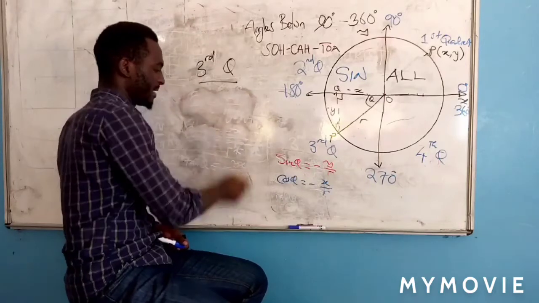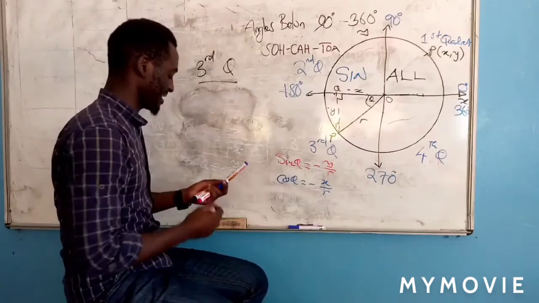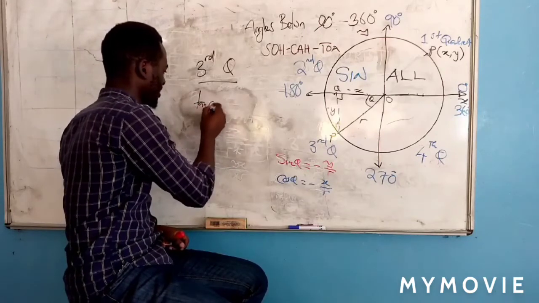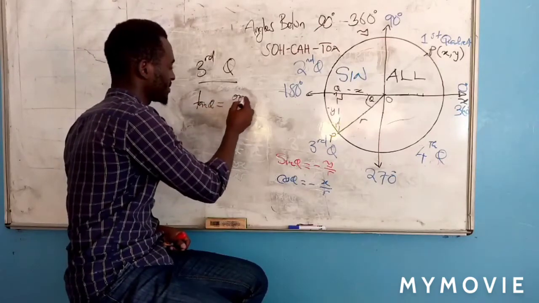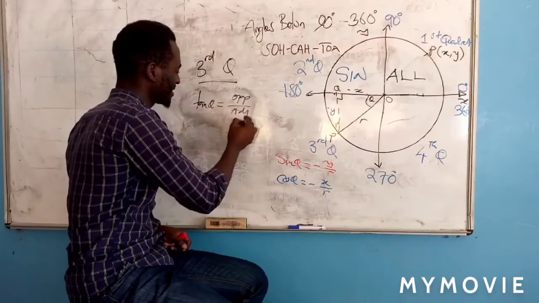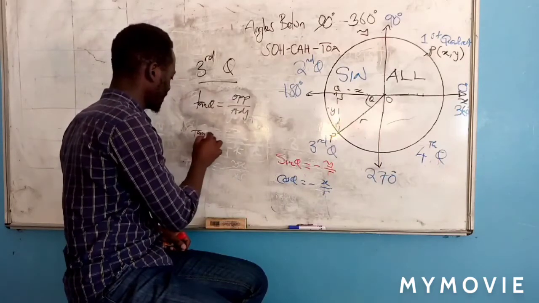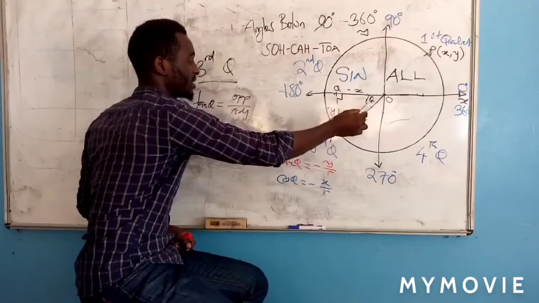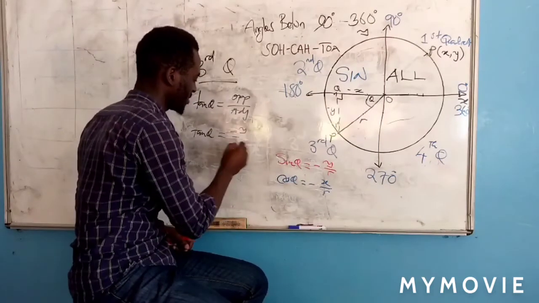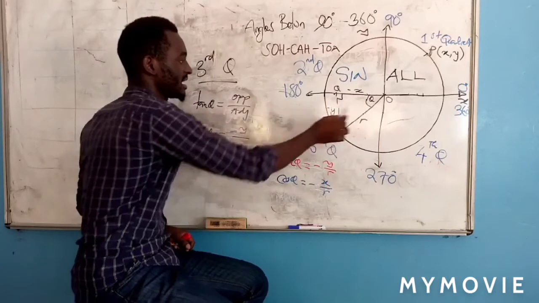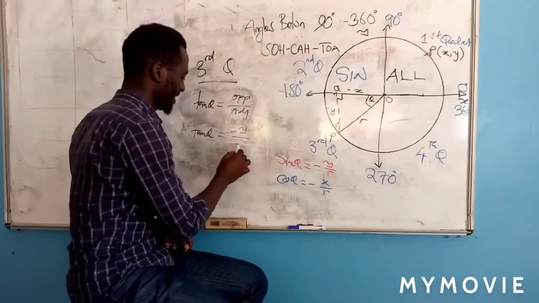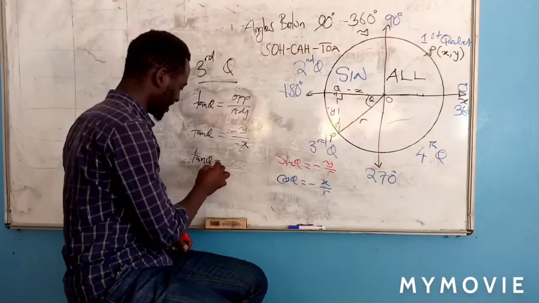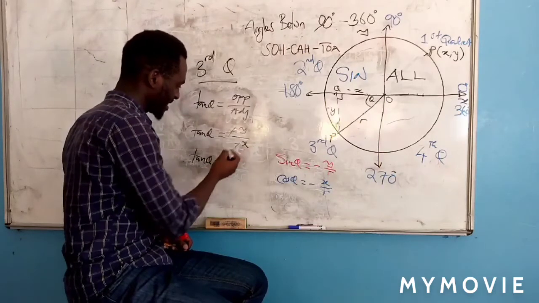So far the two ratios are negative. Let me do the last one, which is the tangent. Tan theta is equal to opposite over adjacent. Opposite to the angle here is negative y, over adjacent to the angle, which is negative x. So tan theta is equal to the negative and the negative will cancel.